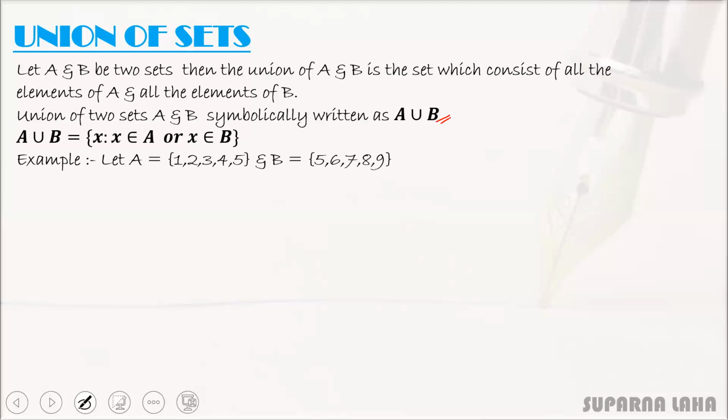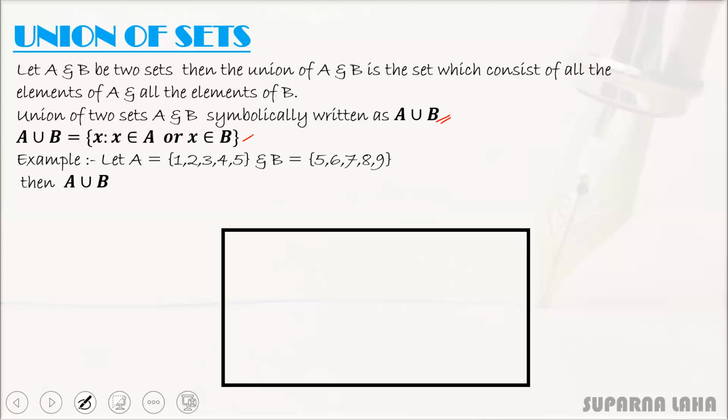So what is A union B? A union B is all the x present in A or in B. The elements of A are 1, 2, 3, 4, 5 and of B are 5, 6, 7, 8, 9. If we combine all the elements, it will be A union B. So it is 1, 2, 3, 4, 5, 6, 7, 8, 9. Since 5 is present here also and here also, we will not repeat this element. We will take it just once.